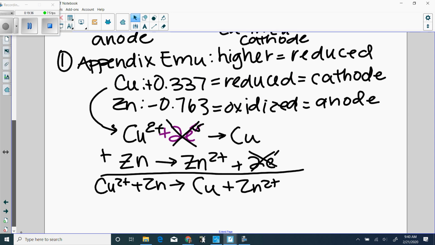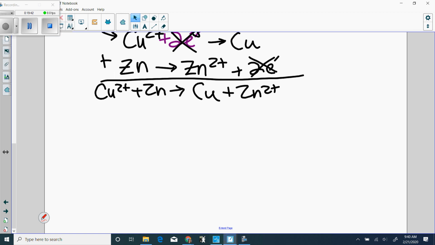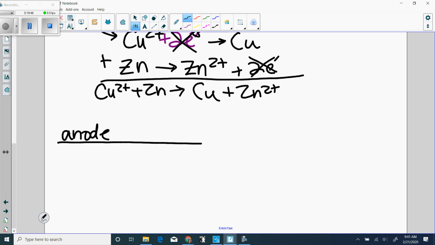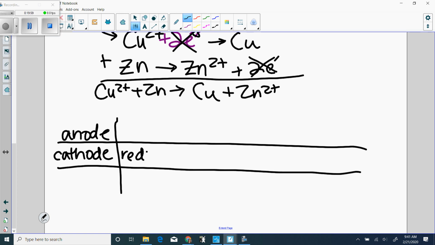Okay, we're going to make a toy turn. Anode, lost ions. Cathode, just these. The cathode is the reduction side. The anode is the oxidation side.